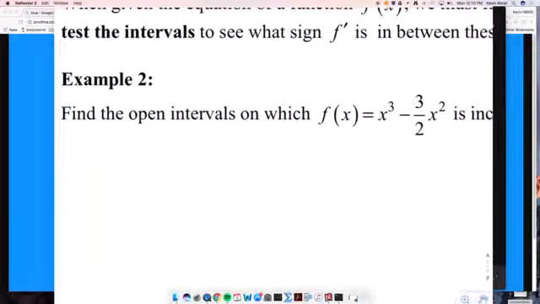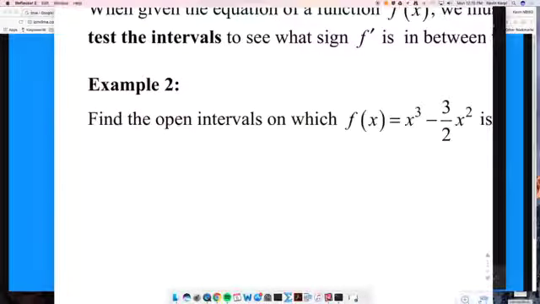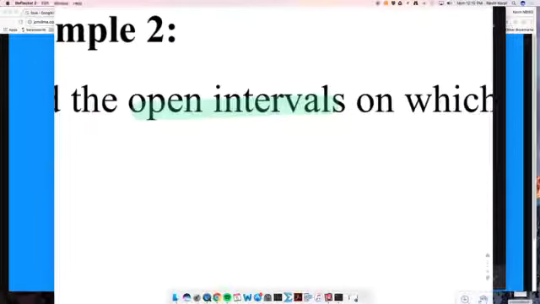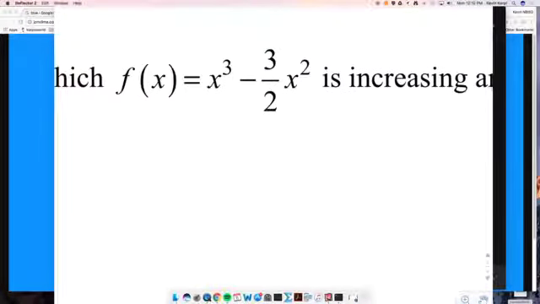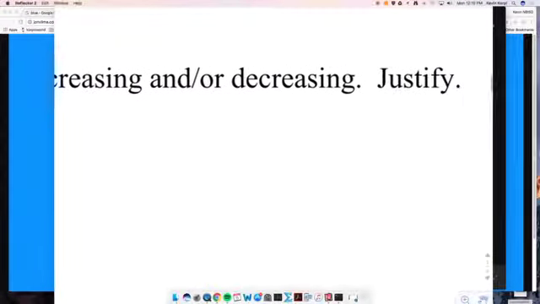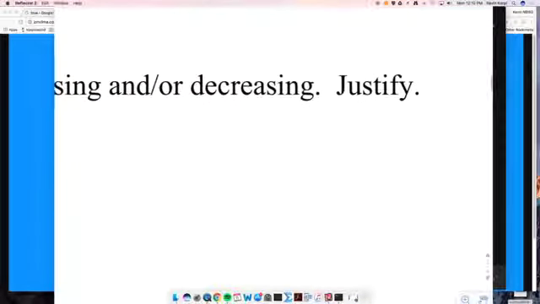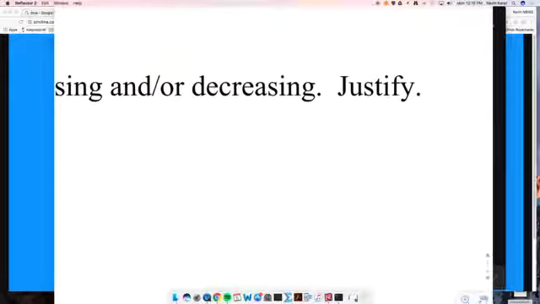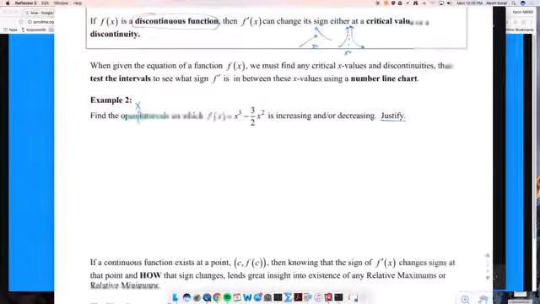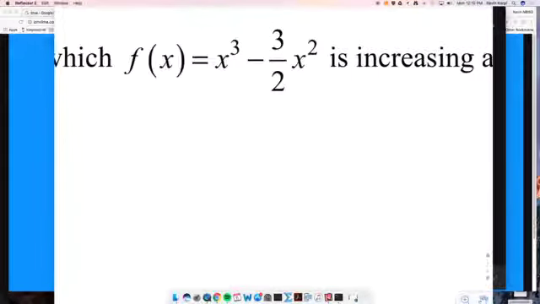So let's try it out on example 2. It says to find the open intervals. That means open x intervals or y intervals? Yeah, good, x. Open x intervals on which this cubic polynomial is increasing and or decreasing. Notice it doesn't say constant. Okay. And then it says to justify. Sweet.